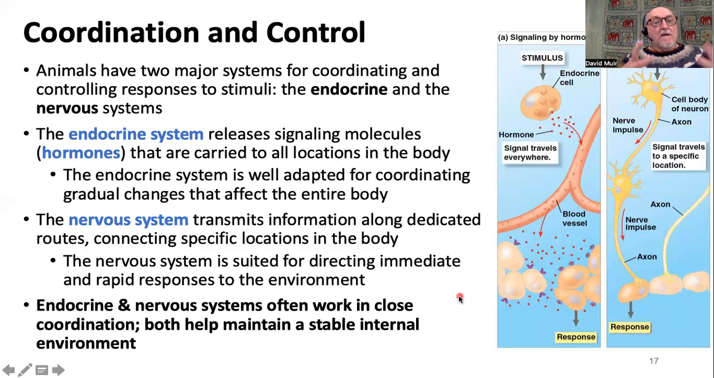All of these are designed to continually monitor both the external and the internal environment of the organism, and to maintain, as far as possible, relatively constant internal conditions. That is called homeostasis. Homeostasis is the maintenance of relatively constant internal conditions, so that the organism is always operating under optimal conditions.